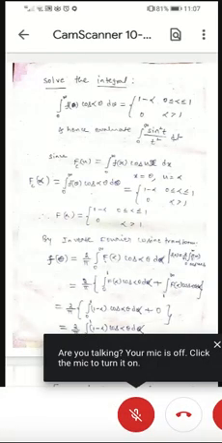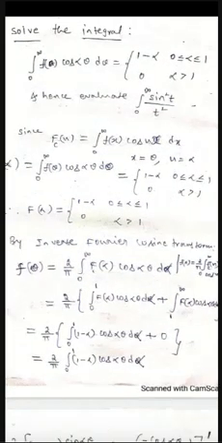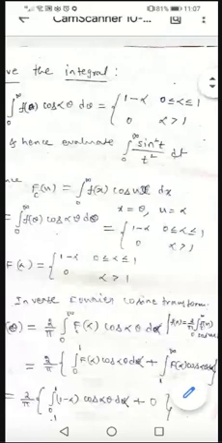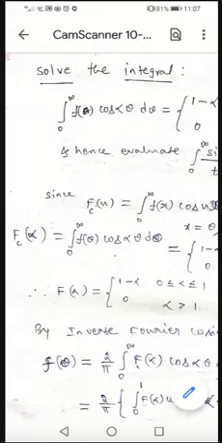So we have the integration of f of theta cos alpha theta d theta, which is equal to 1 minus alpha, where alpha is between 0 and 1, and 0 whenever alpha is greater than 1. And hence evaluate the integration from 0 to infinity of sine square t by t square dt. So here you just observe this left side, where we have the integration from 0 to infinity of f of theta cos alpha theta d theta.